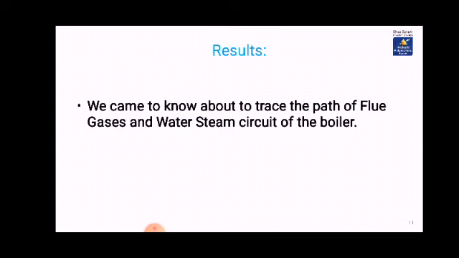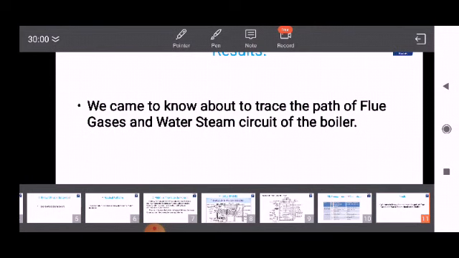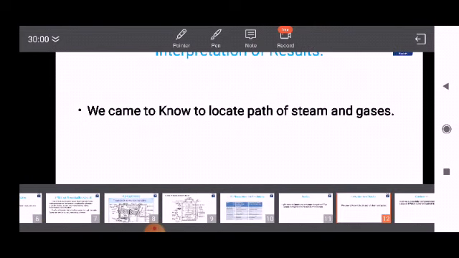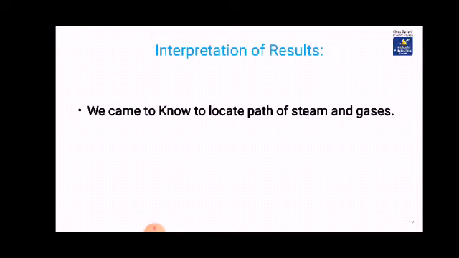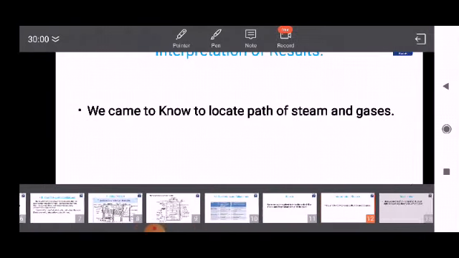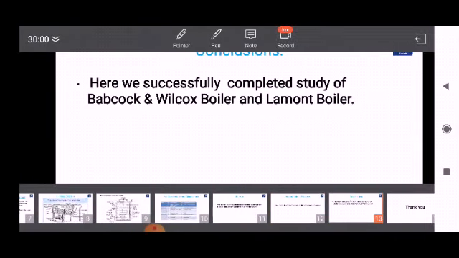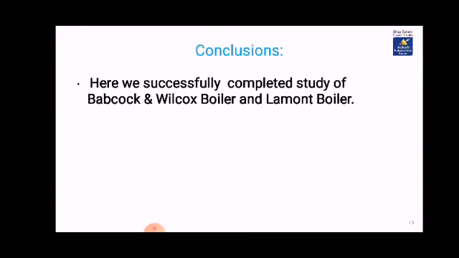Results: we came to know how to trace the path of flue gases and the water-steam circuit of the boiler. Interpretation of result: we came to know how to locate the path of steam and gases. Conclusion: here we successfully completed the study of Babcock and Wilcox boiler and Lamont boiler.